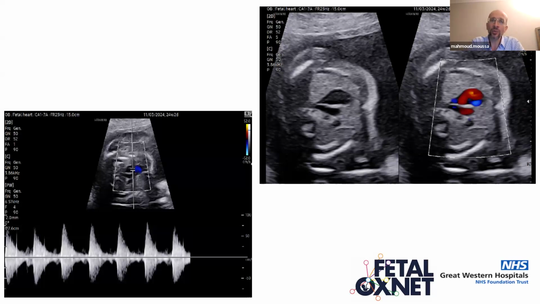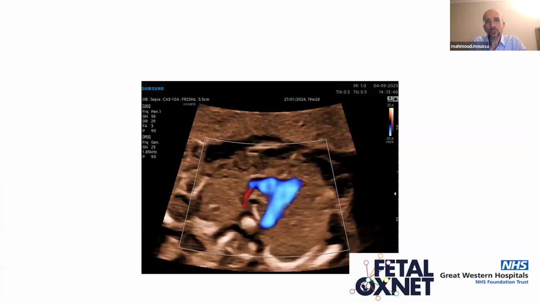You sometimes get a normal variant of a slightly dilated pulmonary artery as long as you get normal flow across the valve, as long as the valve leaflets look normal, and as long as you do not see any other cardiac anomaly, then this is a normal variant.